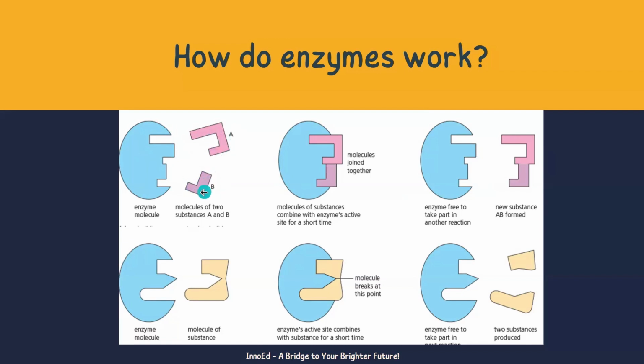So those substrates fit into that active site perfectly. So they become an enzyme substrate complex, and then the reaction occurs. This reaction is about joining together so that these two substrates are joined together and become a new substance, AB. When the new substance AB is formed, it is released from the active site of the enzyme. Then the enzyme is free to take part in another reaction. So this is about joining together.